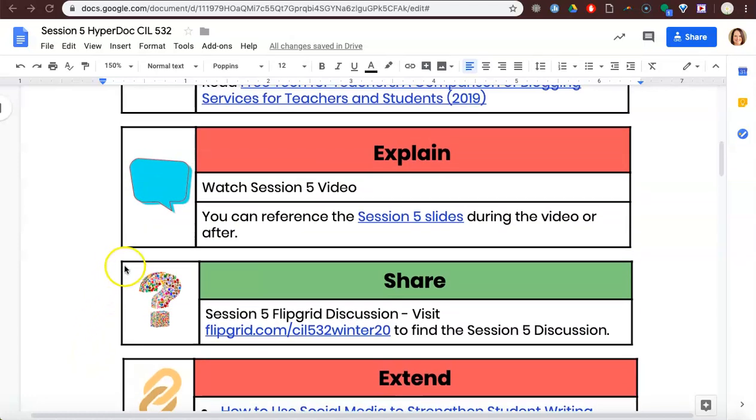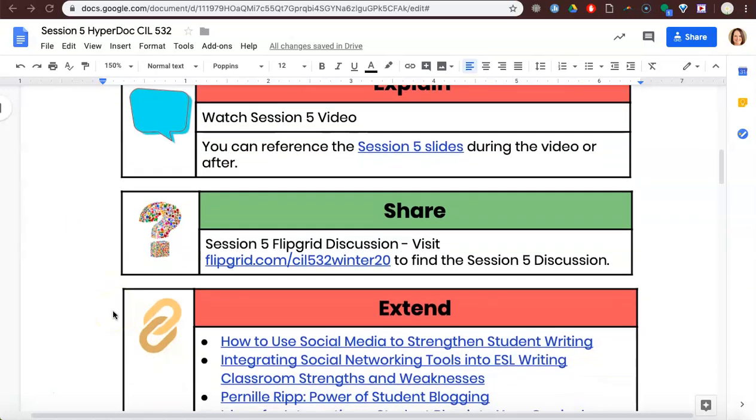Next, you're going to watch the session 5 video. You can reference the session 5 slides during the video or afterwards. And after you've watched the video and looked at the slides, you're going to head on over to Flipgrid and find the session 5 discussion and answer the discussion. Remember to post one original video and then record one video response to a peer. And then that's it for session 5.